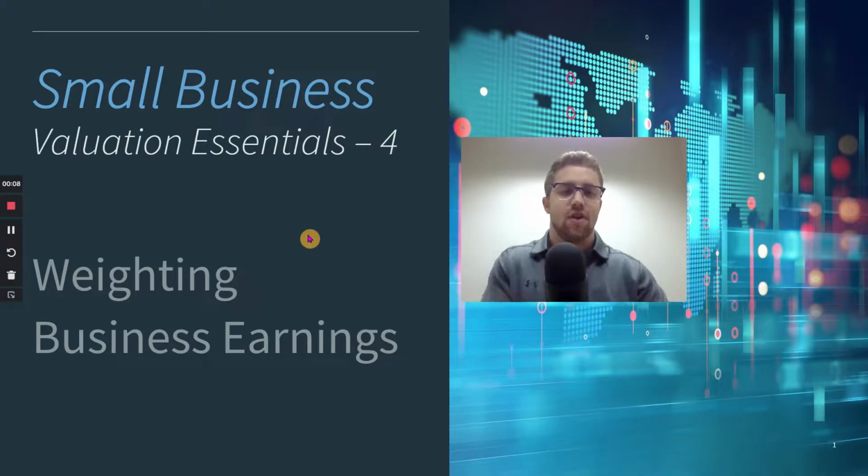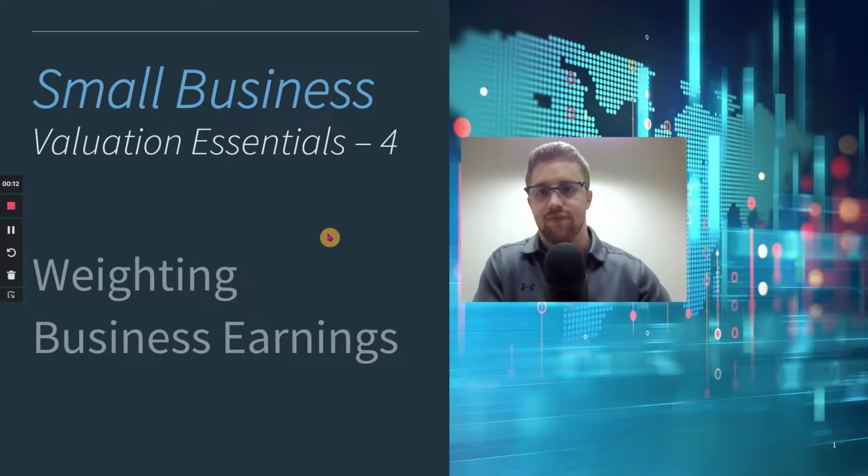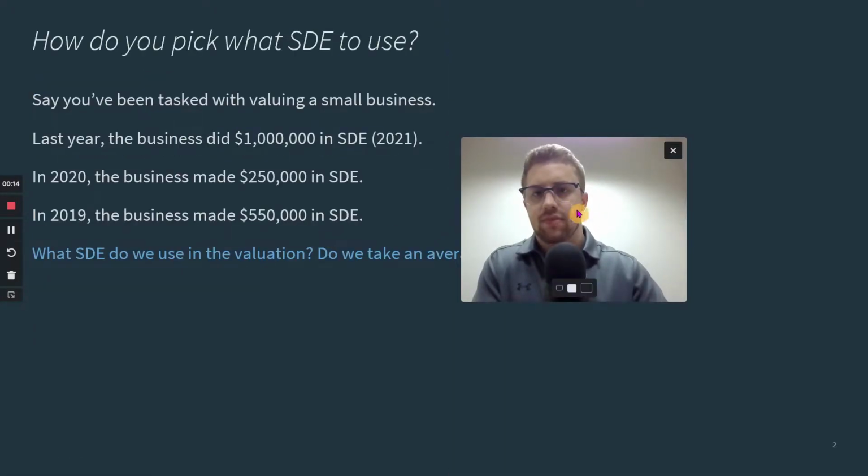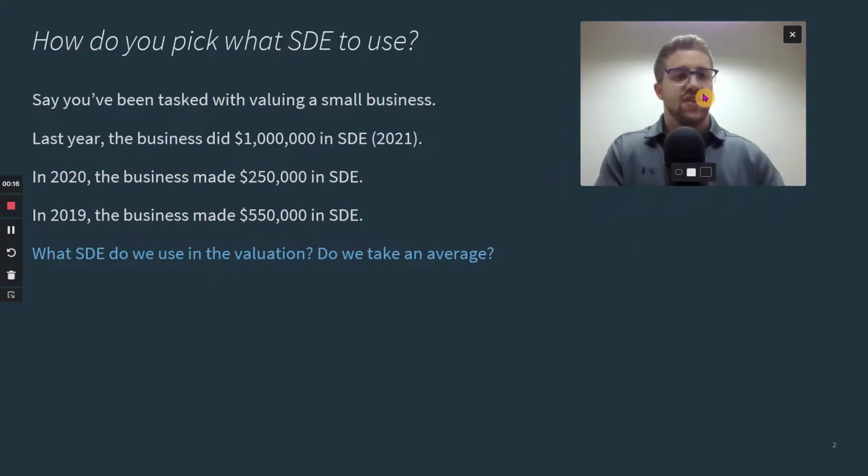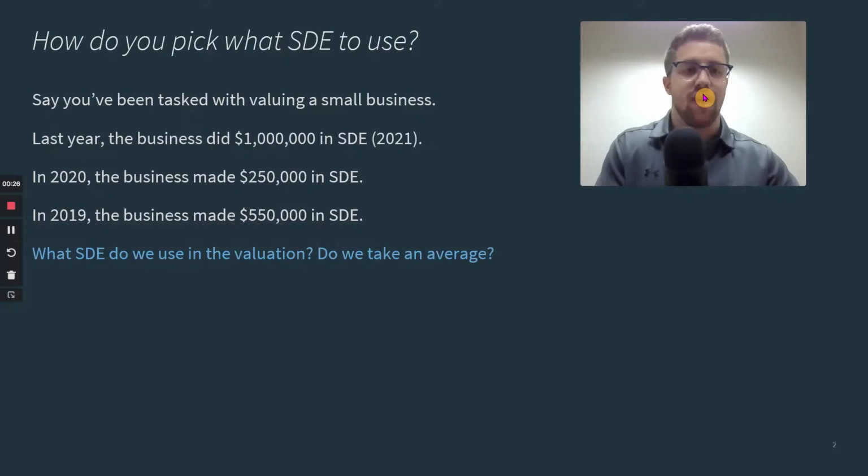This is the video on picking the weighted average SDE or EBITDA for your business. So, say you're valuing a business and the earnings last year, 2021, were $1 million. The year before that, in 2020, they were $250,000, and the year before that, 2019, they were $550,000. What SDE number would you use when you were applying it to your multiple?